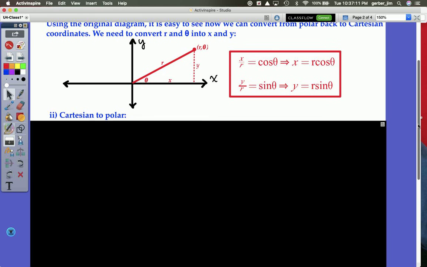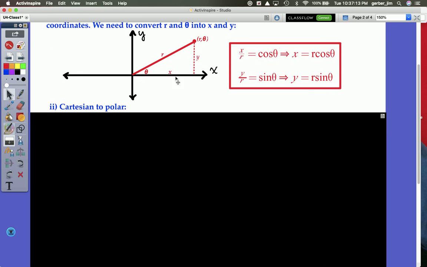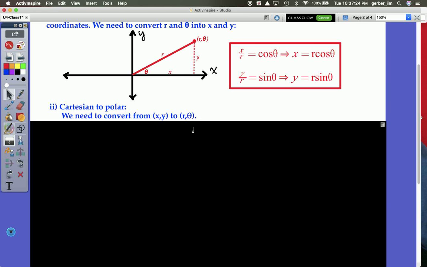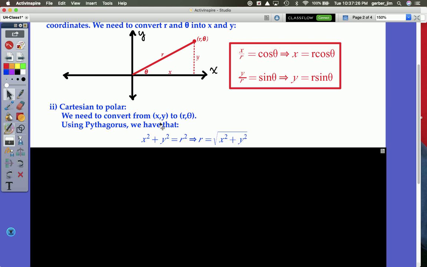What we need to do in this case is say, what do we do if we know what x and y are and we want to get r and theta? Well, getting r given x and y is very easy because this is a right angle triangle, and so we can just use Pythagoras. And we see that, of course, x squared plus y squared is equal to r squared, and therefore r is the square root of x squared plus y squared.